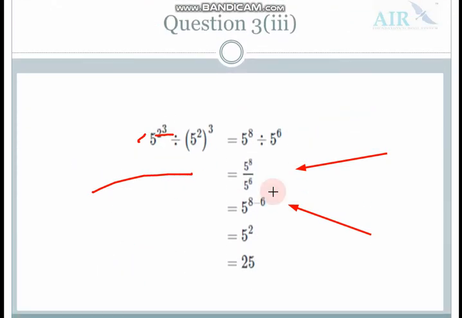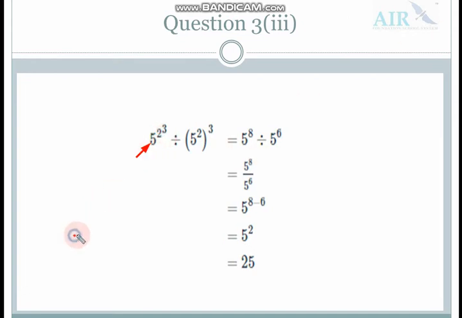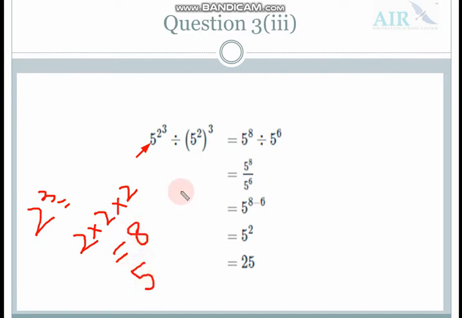Moving toward the next question, question number 3 part number 3. This is a very important question. This is again the law of exponent. How we have to implement the law of exponent here, just have a look over here. Class, this is basically 5 power 2 power 3. As we do not have any bracket here, how you have to write it is basically, this is 2 power 3, which is equal to 2 multiplied by 2 multiplied by 2, so it would be 8, it would be 5 power 8.